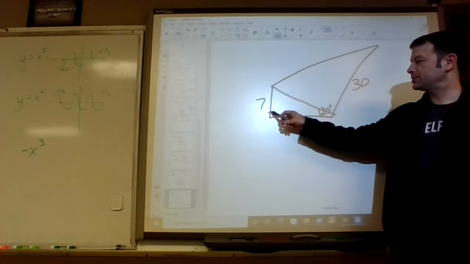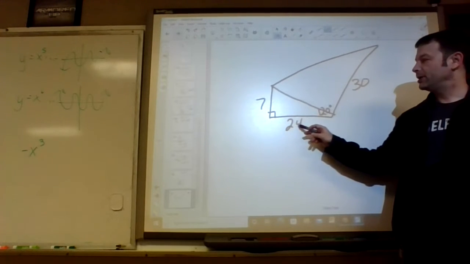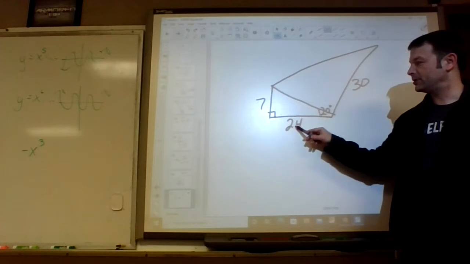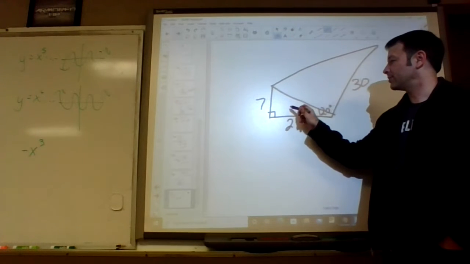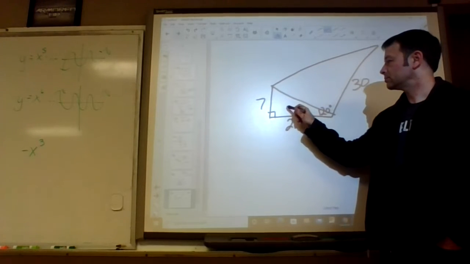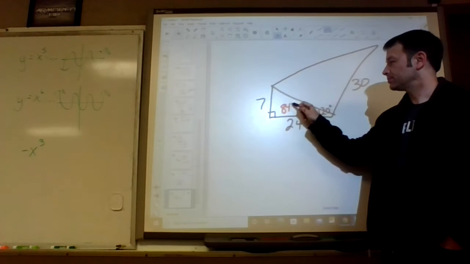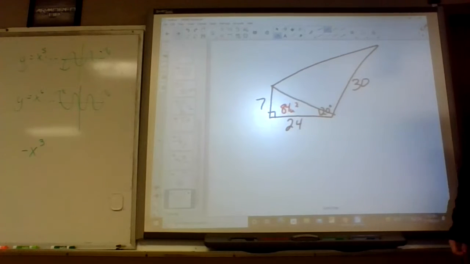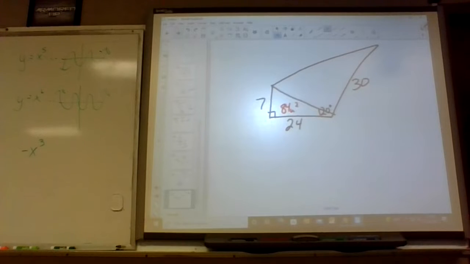Okay, this triangle is 7 times 24 divided by 2. You also could divide by 2 at the beginning. 24 divided by 2 is 12. Times 7 is 84. What's 84? The area? 84 is the area of the little triangle on the bottom. What do we have to find? The area of the entire thing.